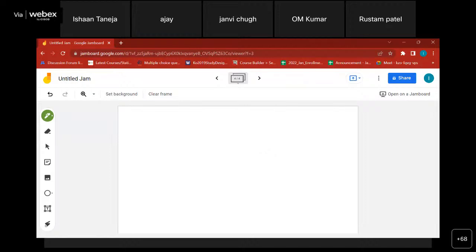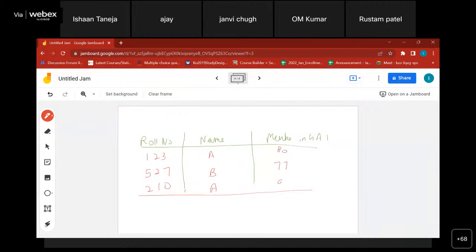Yeah. Okay, so let me give you a quick example. Let's say these are the roll numbers, these are the names, and these are the marks in graded assignment 1. I will put some random values. Let's say there are 3 students, so roll number is going to be unique, right? Name A, B. Let's say 2 students have the same name, marks 77, 95. Let's assume this. So here you see this is your observation, right?